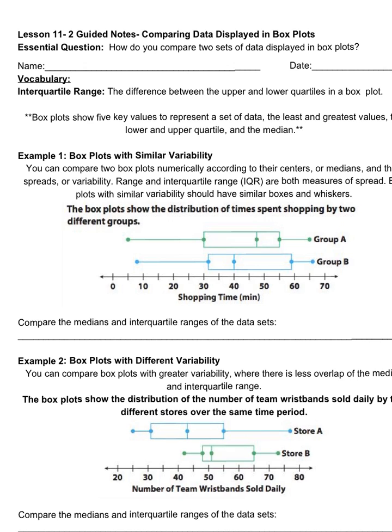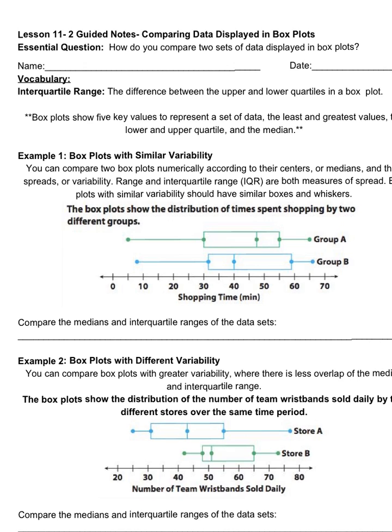We have one vocab term, which is a very important one, and that is the interquartile range. And that is the difference between the upper and lower quartiles in a box plot. And that interquartile range is really a core piece of information that we can use to make conclusions about the data set.